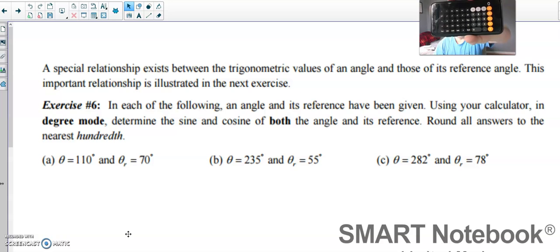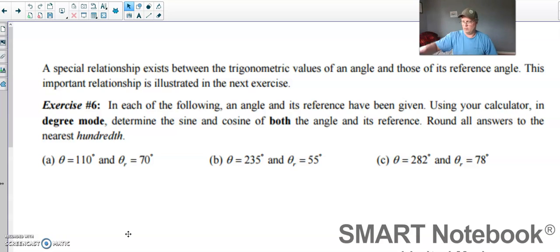Okay. So theta is 110 degrees. So you put the 110 in. And they want, what am I going to do first? I'll do sine first. And they want both sine and cosine. So you put the sine in, and that's what you get. 0.939. How many decimal places? Round to the nearest hundredth, so 2 decimal places. So you can do it that way, of course.